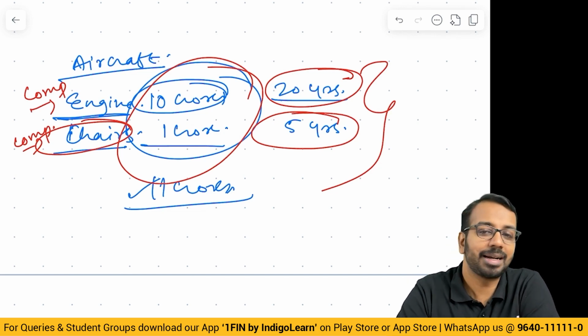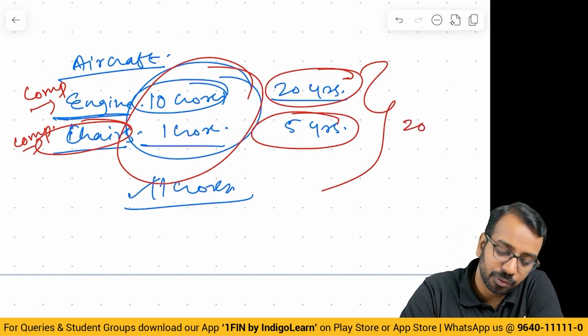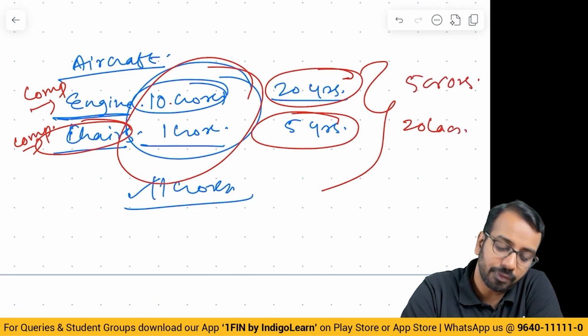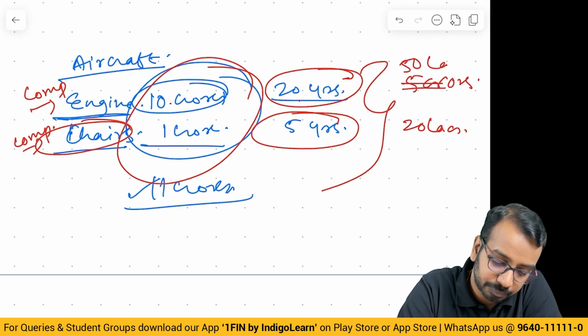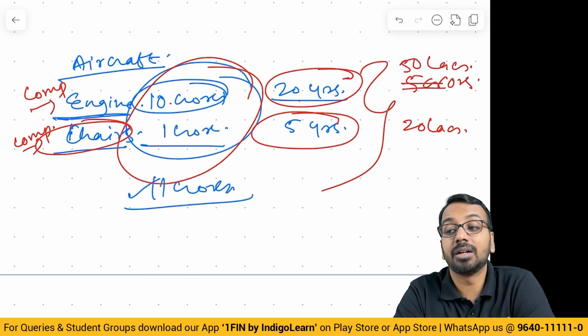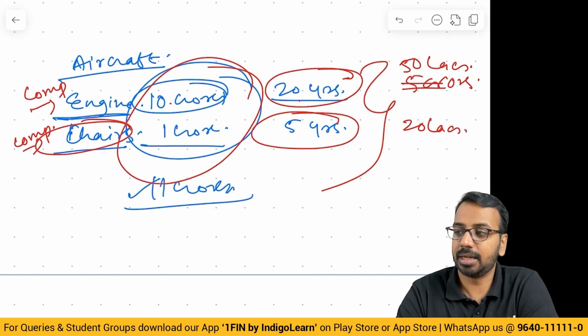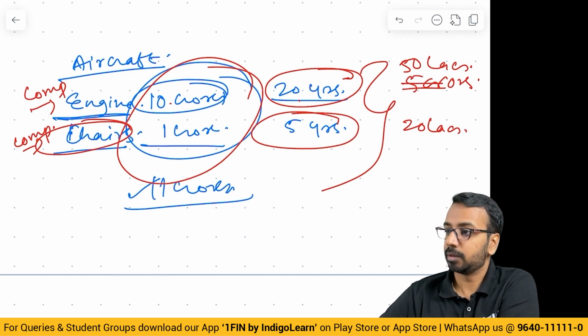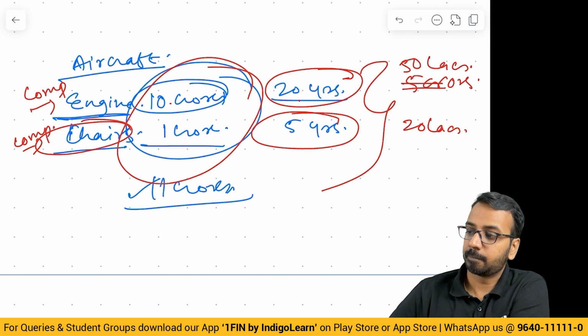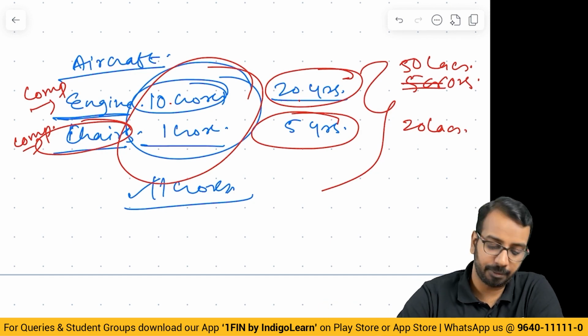Component accounting and depreciation. So, for chairs, every year you will charge 20 lakhs. For engine, every year you will charge 50 lakhs. Is this clear? Okay, clear? Yeah. Right.